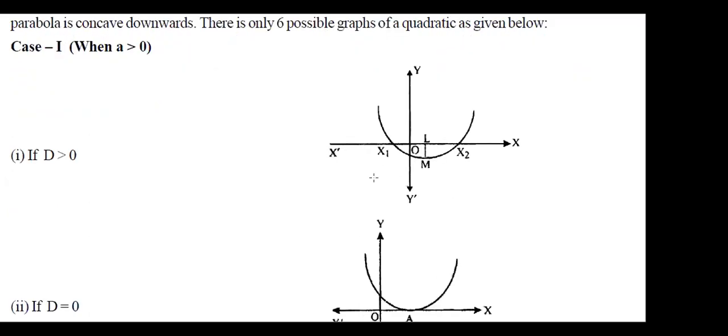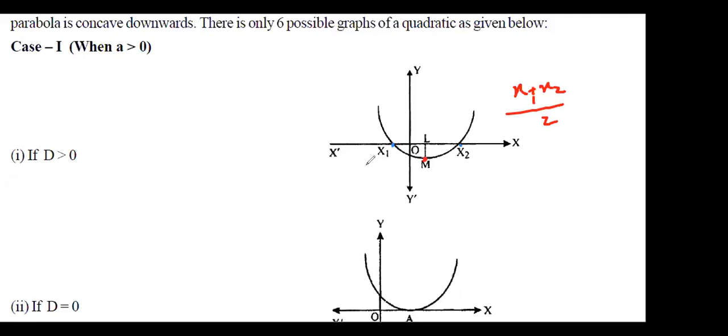So when we talk about the first case, when D is greater than 0, which means we have real and distinct roots, the graph will intersect the x-axis at 2 points, x1 and x2, and these 2 points are the roots of the equation. Now, if you imagine the middle point, this midpoint is x1 plus x2 by 2. Yes or no?